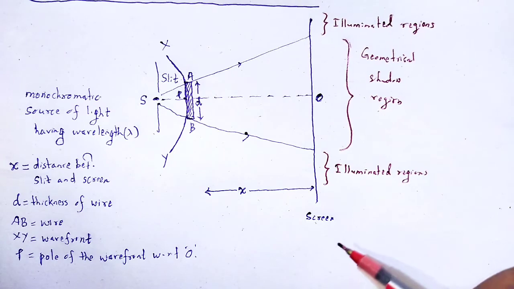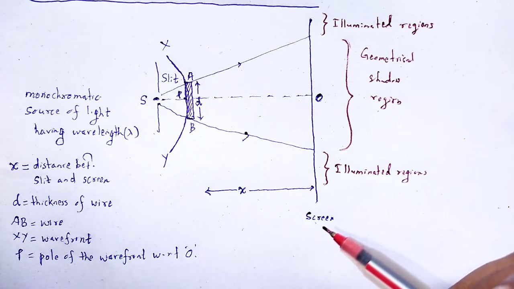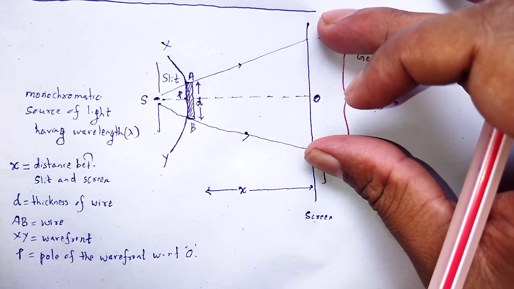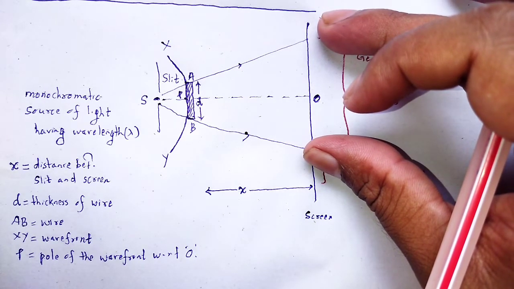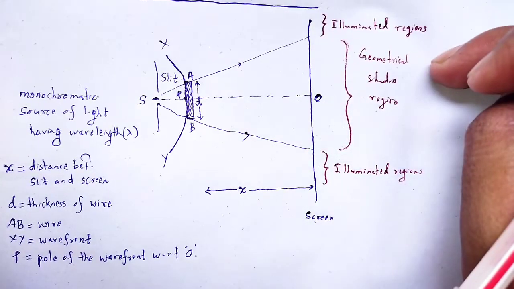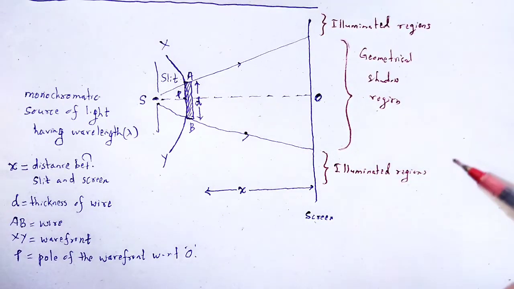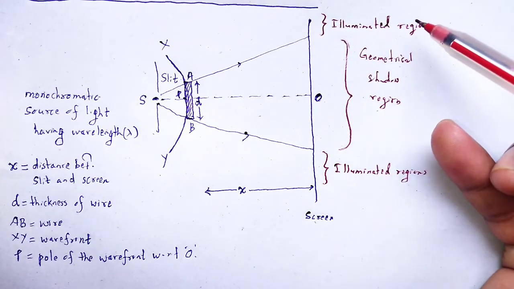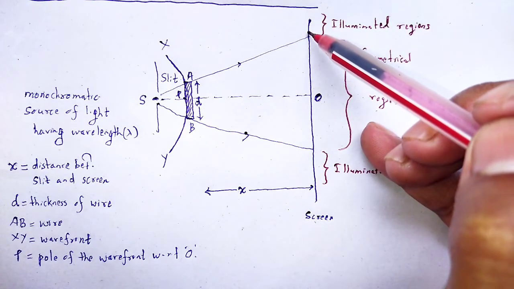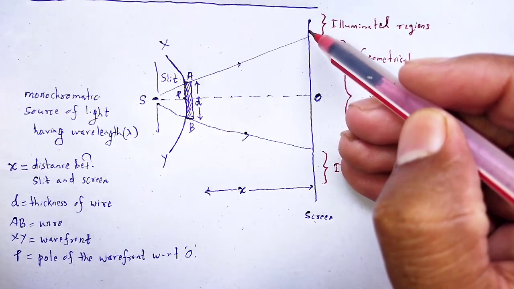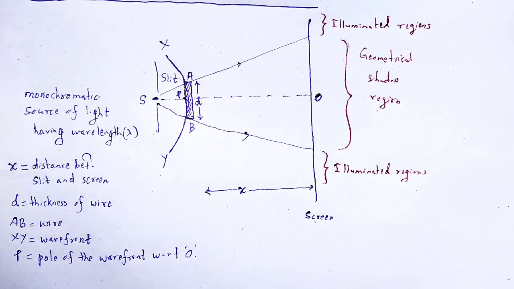But experimentally we found that in the geometrical shadow region there will be alternate dark and bright fringes obtained, and also in the illuminated regions again we observe bright and dark bands here. Why did that happen?